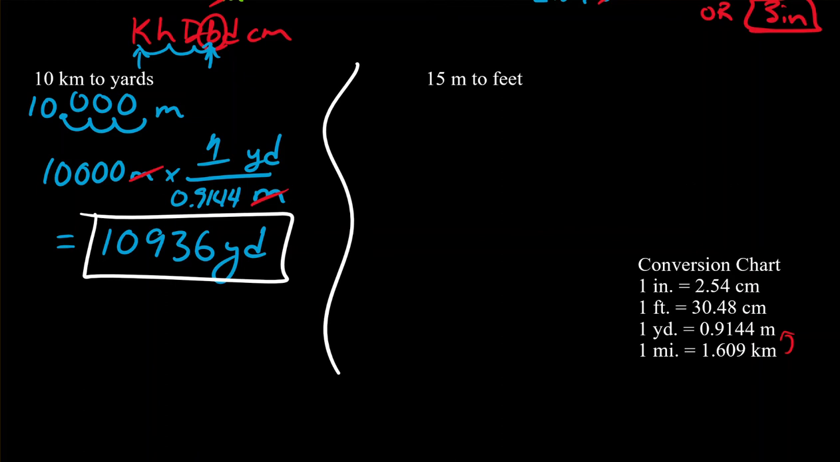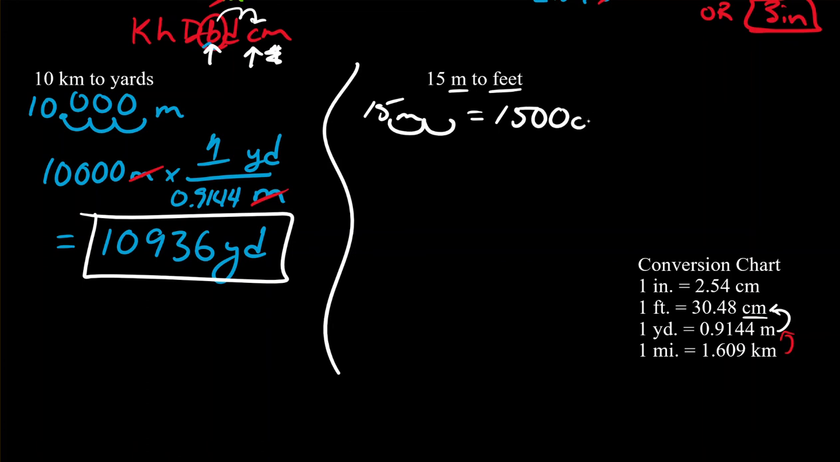Let's try another one. Let's try to go from meters to feet, and we don't have anything that goes from meters to feet. The only thing that has feet in it in our conversion chart at this point in time is centimeters. So can I go from meters into centimeters? Yeah, it's really easy actually to go from meters into centimeters. That's twice to the right. So 15 meters, 1, 2 becomes 1,500 centimeters.